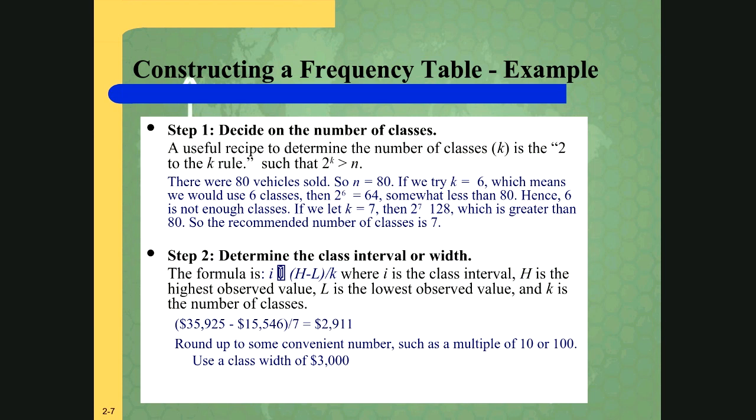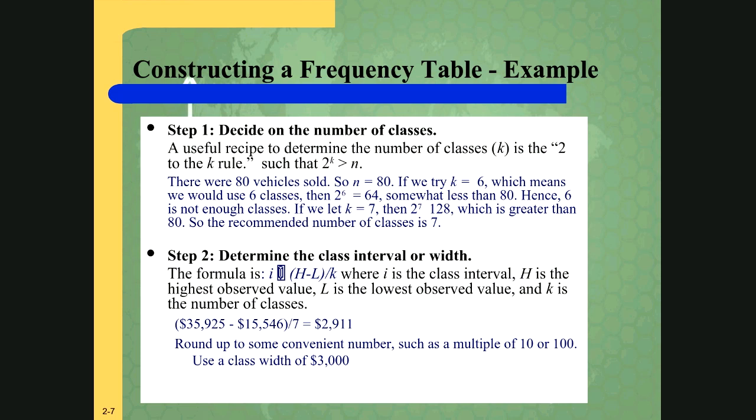So going back to the other example, if there are 80 vehicles sold, so n equals 80, everybody agree with that? And if you try k equals 6, which means we'd use 6 classes, then 2 to the 6 equals 64. That's somewhat less than 80. Hence, 6 is not enough classes. It's not going to cover the majority. If you have k equals 7, then 2 to the 7th equals 128, which is greater than 80. So the recommended number of classes is 7.